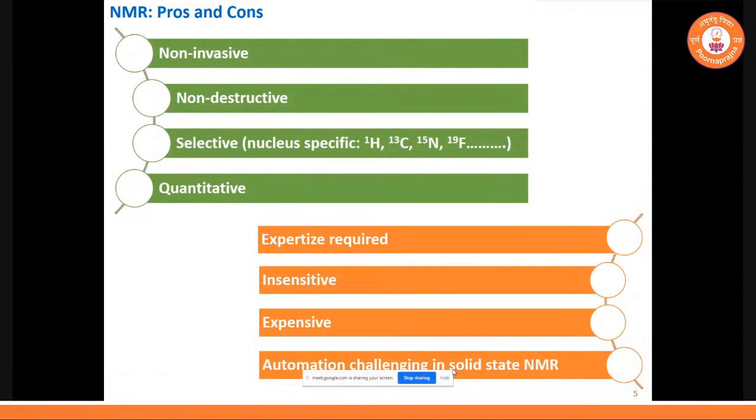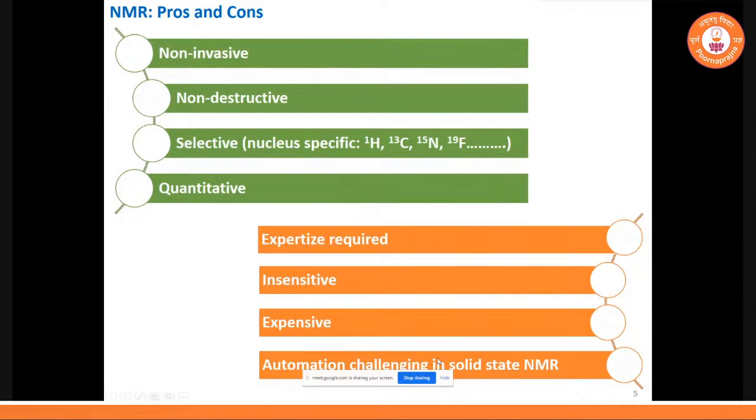To list some disadvantages, of course, expertise is required. If you have a complex molecule and if you want to design some special experiments, of course, you need some expertise. And it is an insensitive technique. Among all the spectroscopic techniques, NMR is the least sensitive technique. I will come to this point later. And also, NMR is one of the expensive spectrometers to maintain. I will also go through this in a couple of slides.